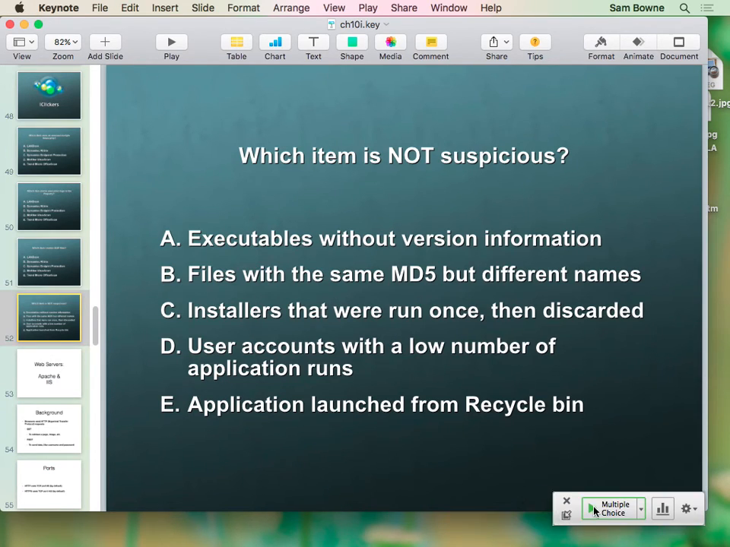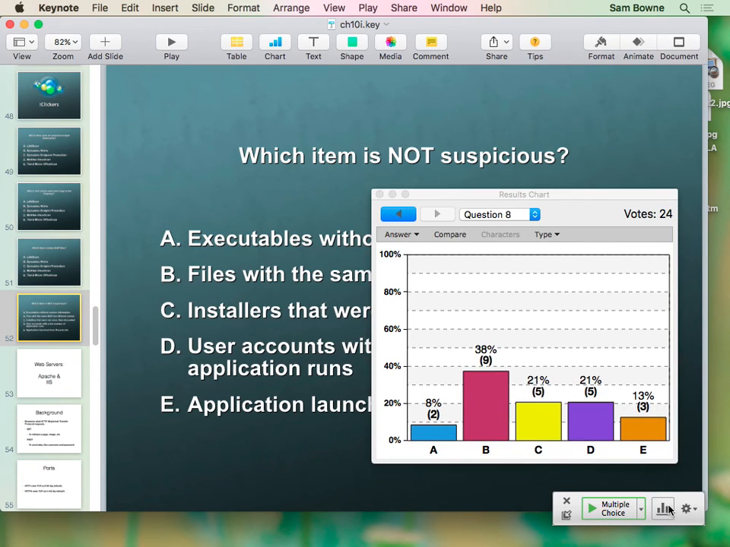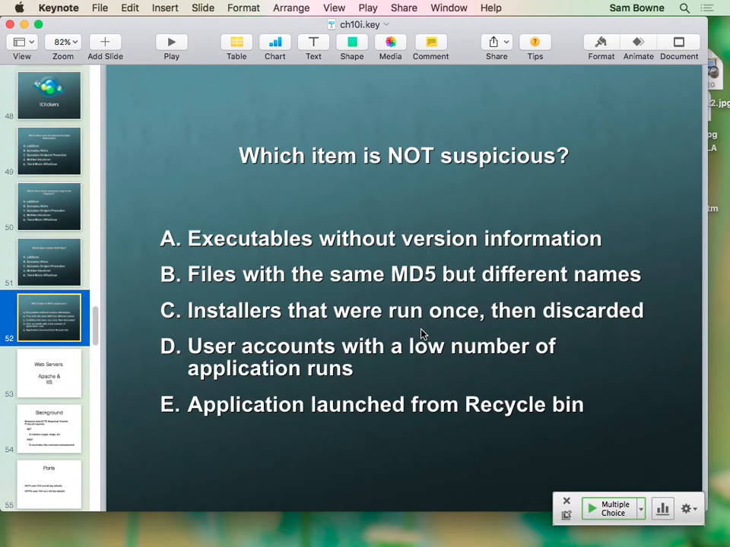All right. And that'd be the one in the middle. Whoa, I picked that too. Very odd. I picked B. C is the only one that's not suspicious. If you run an installer once and then discard it, that's normal. Norton installers are normally only run once. All the rest of these are very fishy.